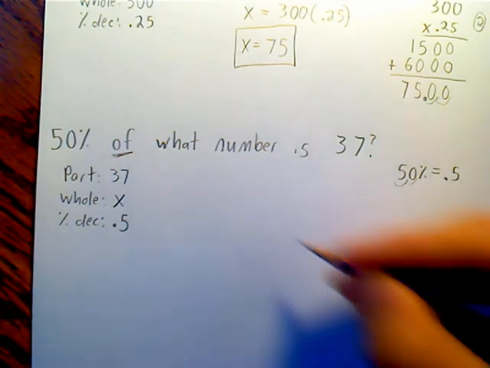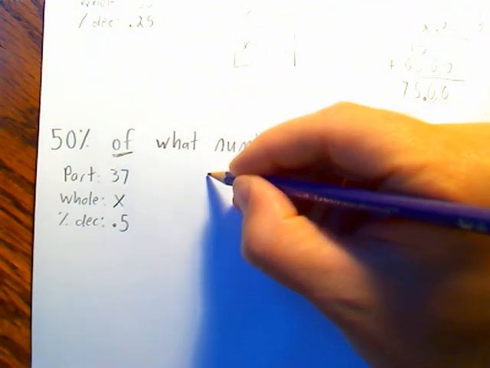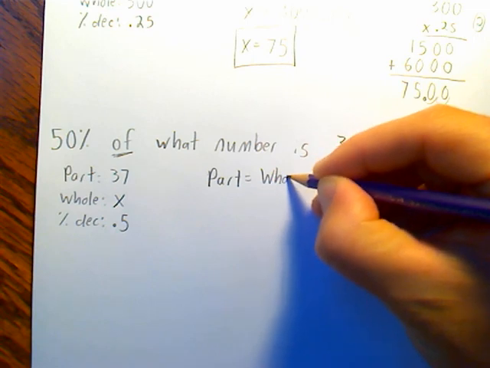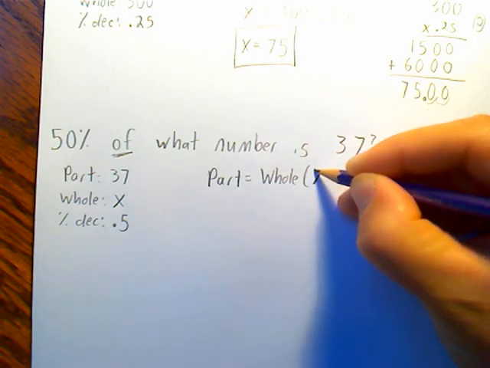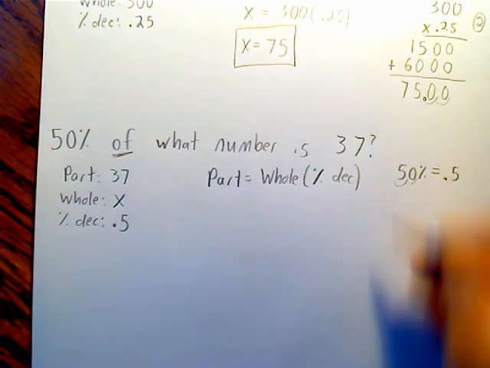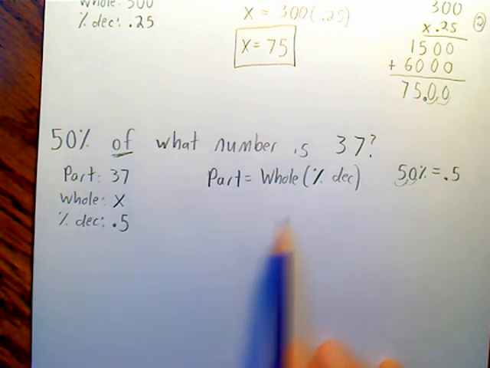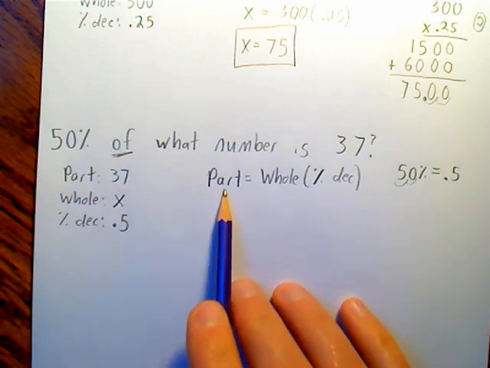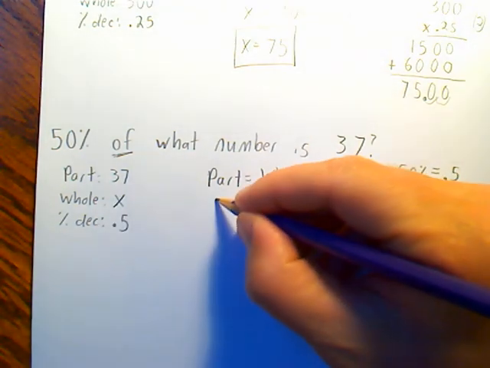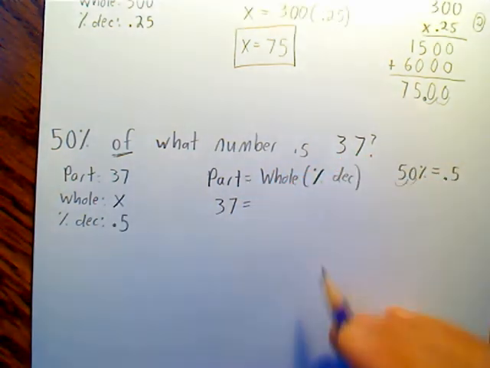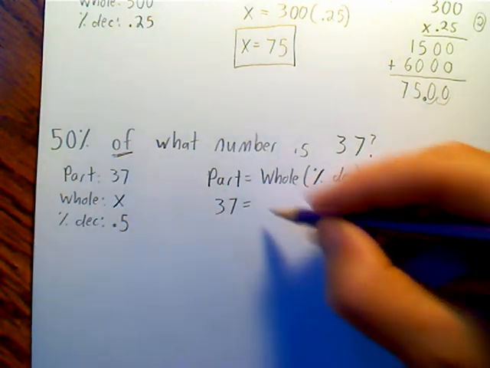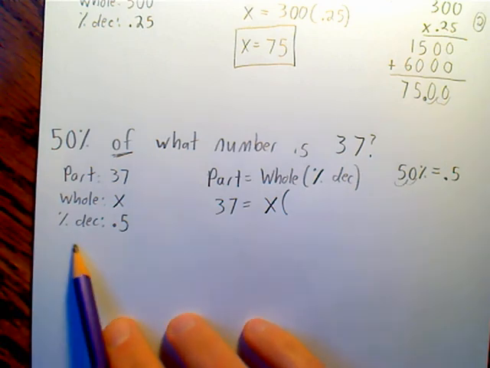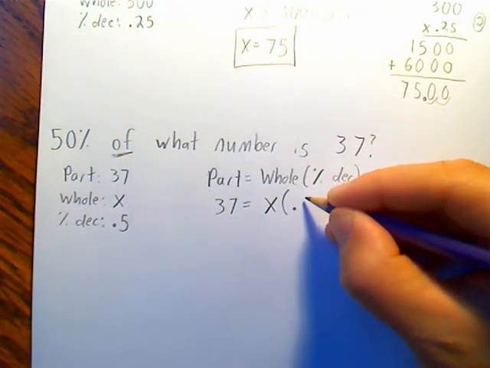Let's write our formula, our equation. Part equals whole times percent as a decimal. Let's fill it in. We laid it out so nicely here just so that we could fill it in. So our part is 37. Our whole is x. And our percent as a decimal is 0.5.